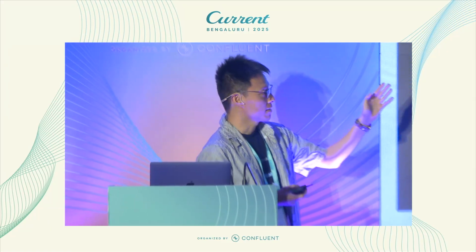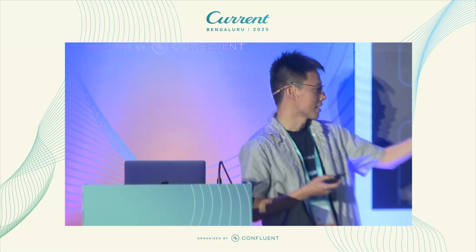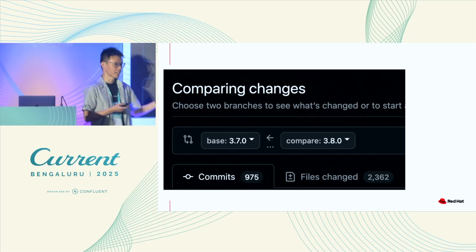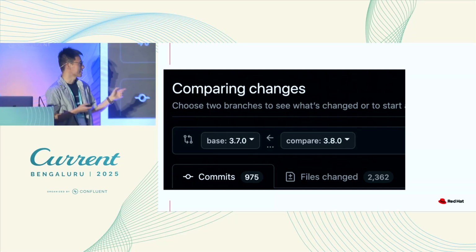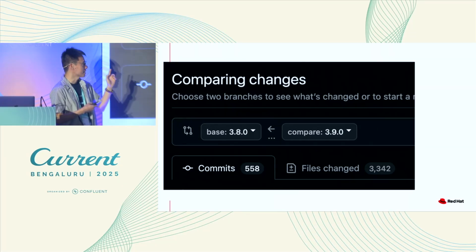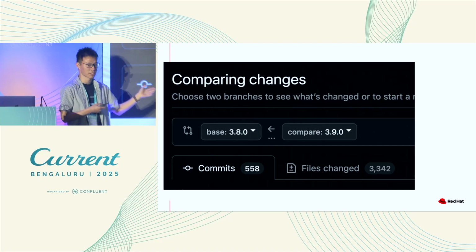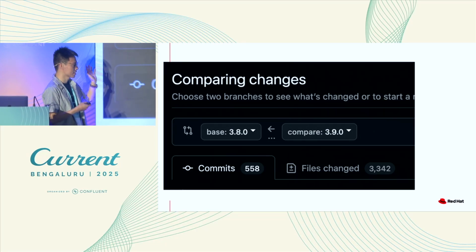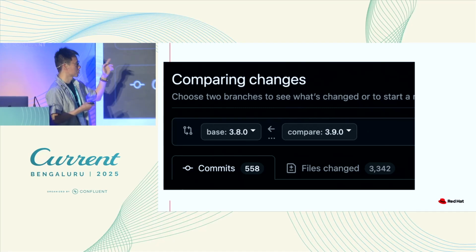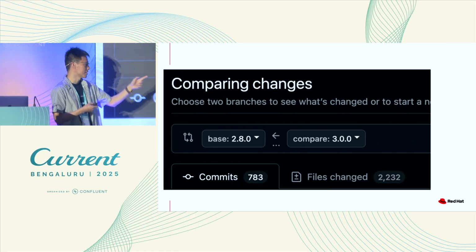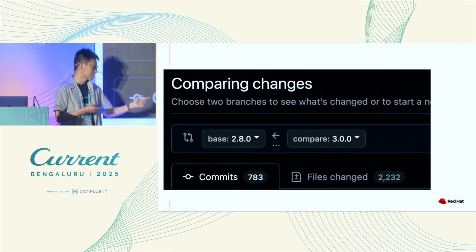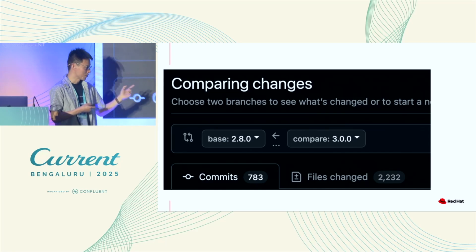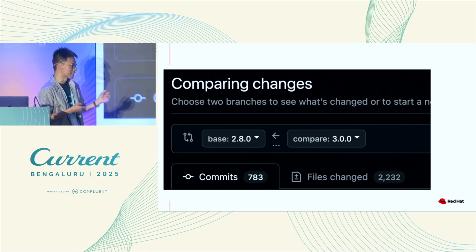This is 3.7 to 3.8. We have almost 1K commits, right? And then 3.8 to 3.9, around 500. And how about our previous major release, 2.8 to 3.0? 700. So what about our 4.0 release?